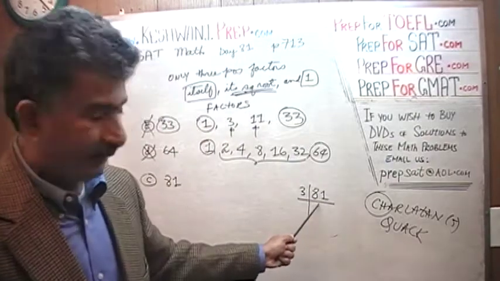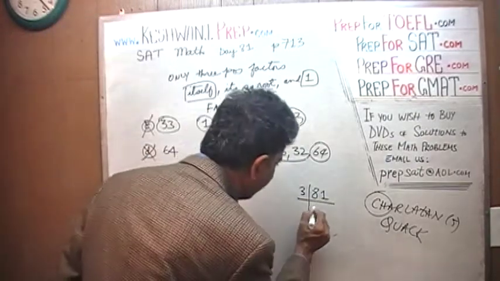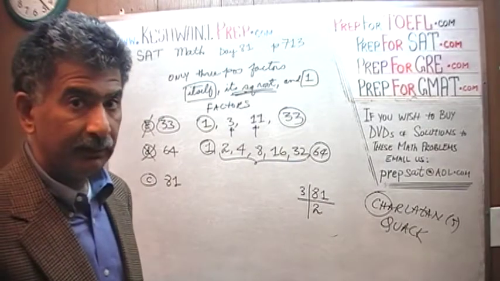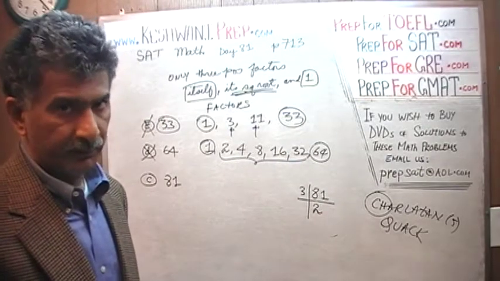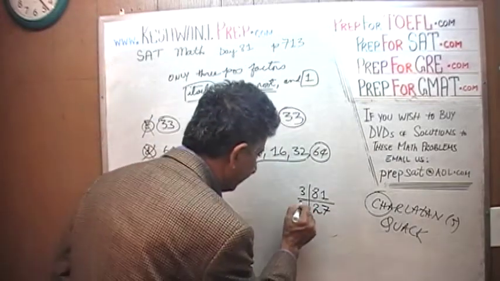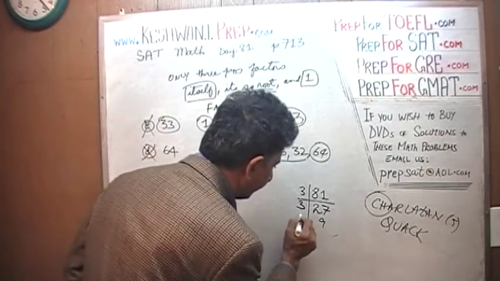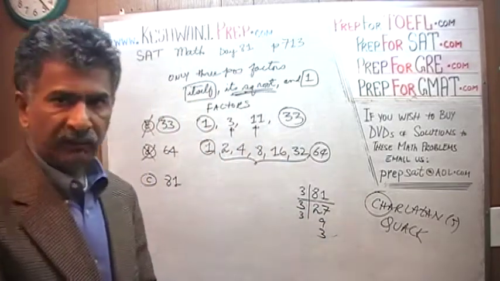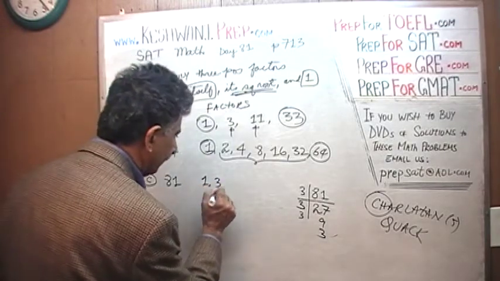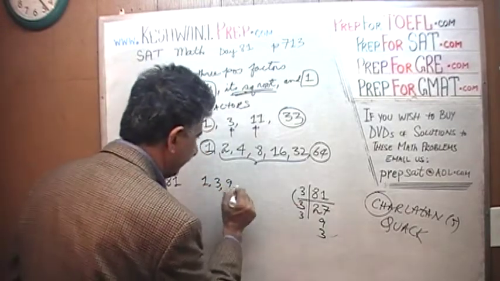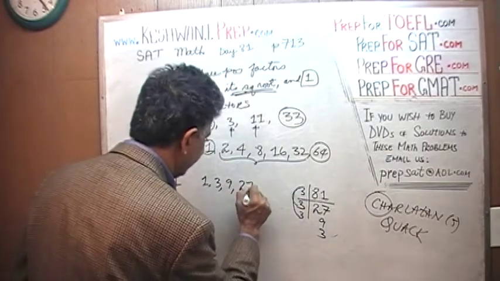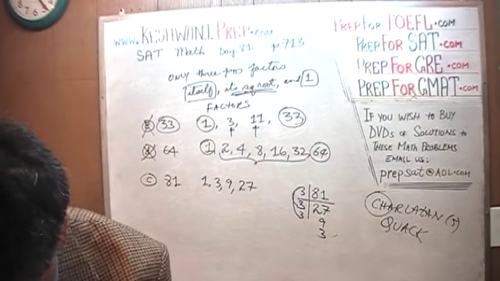How many 3's in 81? 8 has 2 3's. The remaining 2 goes and joins 1, becomes 21. How many 3's in 21? 21 has 7 3's. 27. Let's do it one more time by 3, and that will be 9. Let's do one more time, that's 3. So what are the factors of 81? Well, 81 has factors 1, 3, and then 3 times 3, which will be 9, and then 3 times 3 times 3, which will be 27. Did I leave anything out?